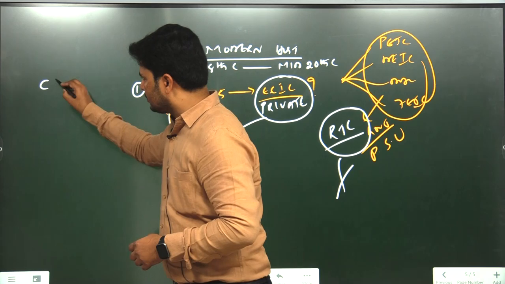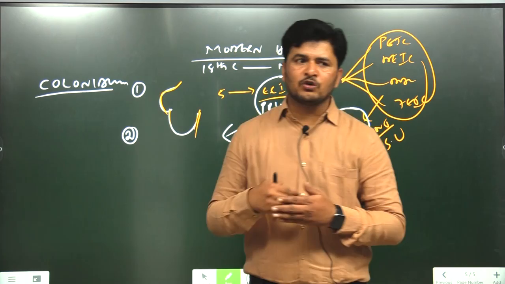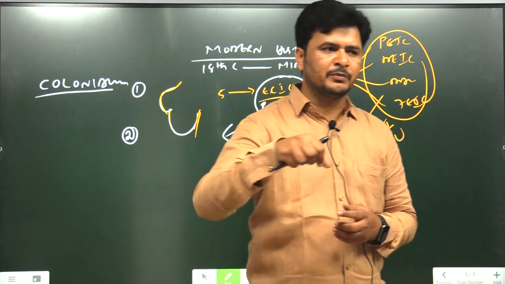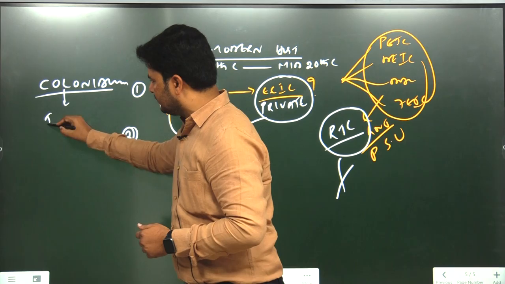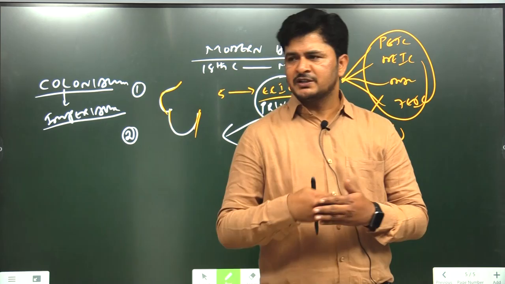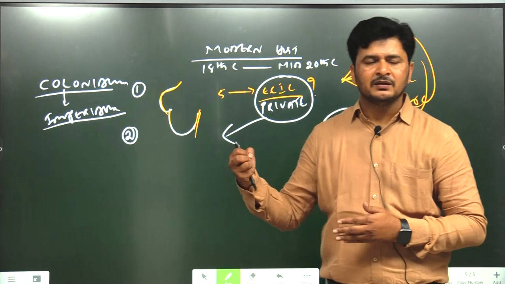If someone asks, what does it mean by colonialism? Colonialism is nothing but economic domination. If a country dominates another country economically, we call this phenomenon colonialism. And history taught us, colonialism always leads to imperialism. Try to understand: colonialism always leads to imperialism. So what does it mean by imperialism? Imperialism is nothing but political domination.